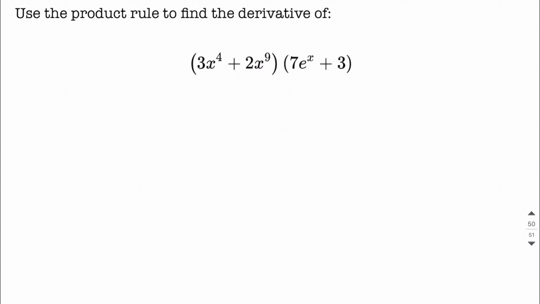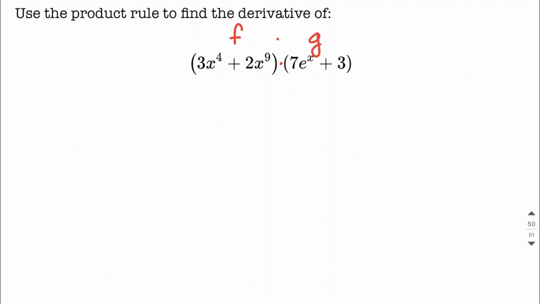Okay, we're going to use the product rule to find the derivative of this function. So you'll notice that we have two things multiplied together, two sets of parentheses here. So what I'm going to do is map out our product rule to make sure we just need to basically fill in to get our derivative. So the very first set of parentheses, I'm going to call that f, and the other set of parentheses, I'm going to call that g.